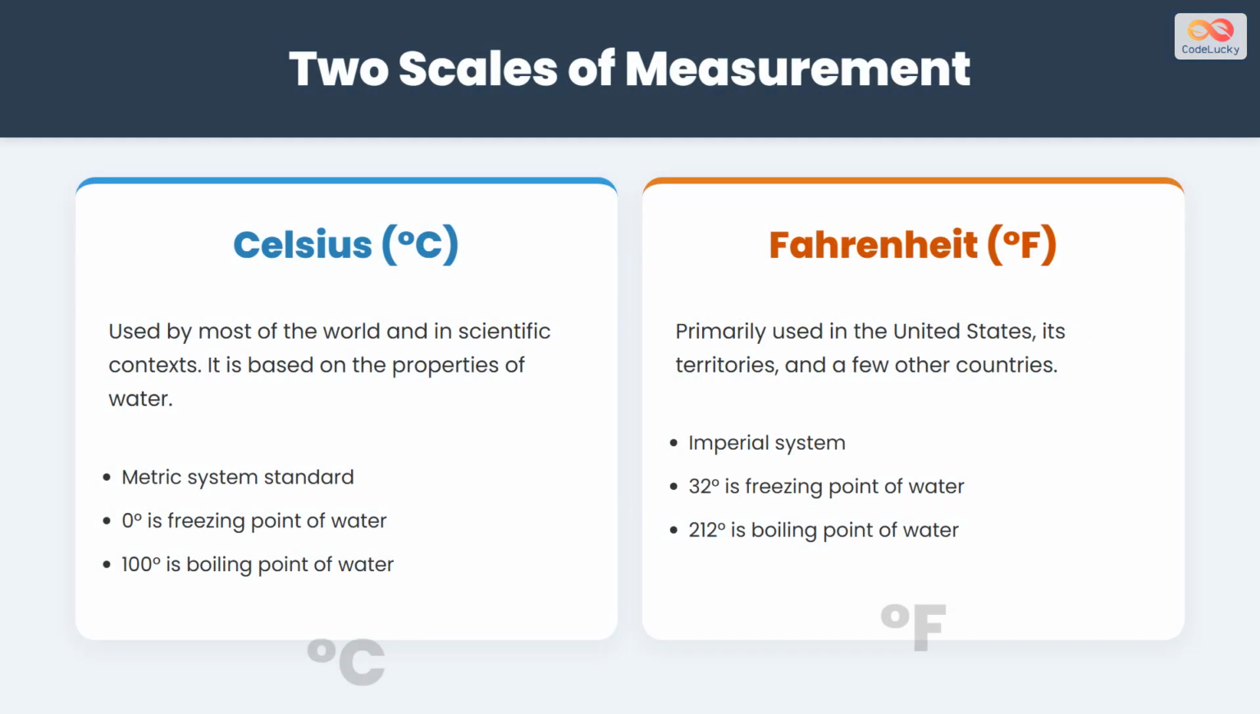First, let's look at the two main scales we use. Celsius, represented by degrees C, is the standard metric unit used by most of the world and the scientific community. It is based on water's properties. Fahrenheit, represented by degrees F, is primarily used in the United States and uses a different scale for the same temperatures.